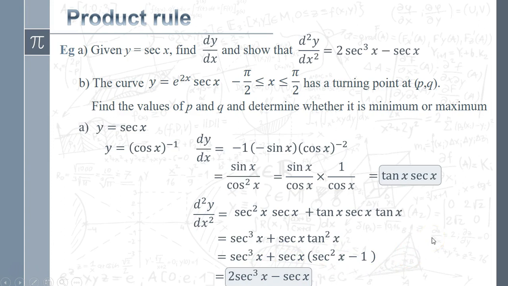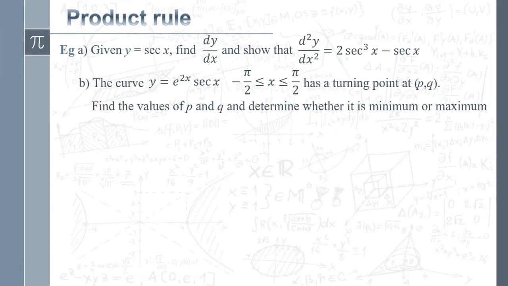As with a lot of exam style questions, I'll ask you to do a bit of working in the first part and then ask you to use it in the second part. So on we go to part B. We've got the curve y equals e to the 2x sec x, and it's got a turning point, and we're looking at values of x between minus pi over 2 and pi over 2, and we need to find essentially the minimum point.